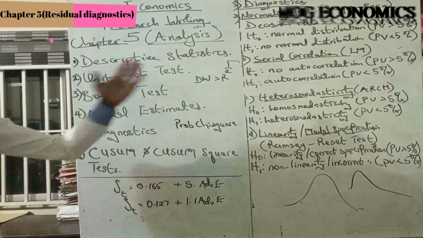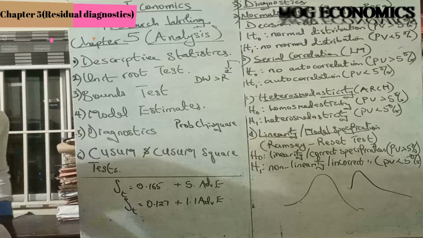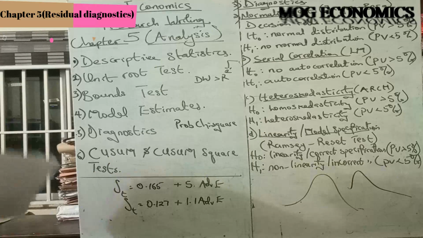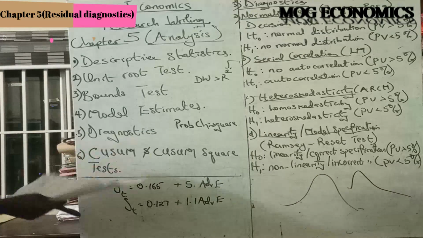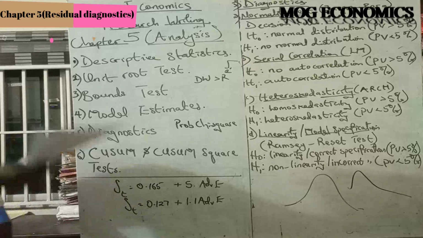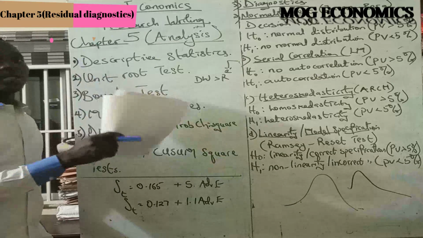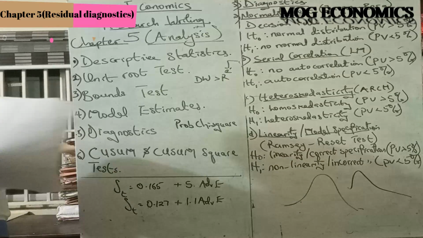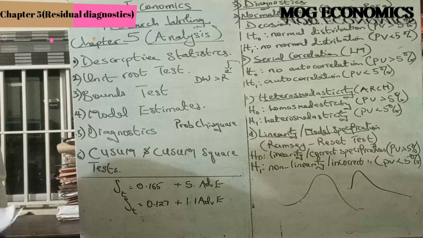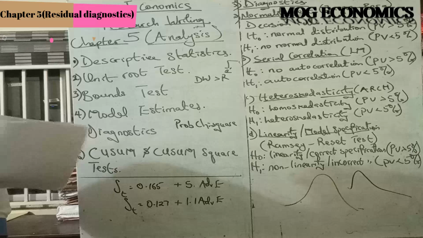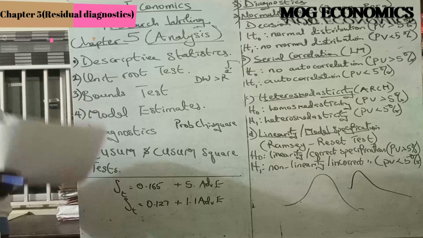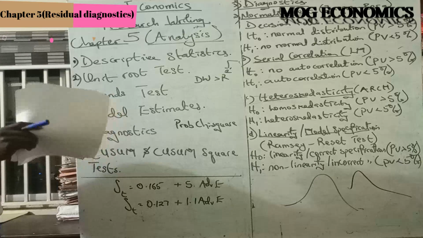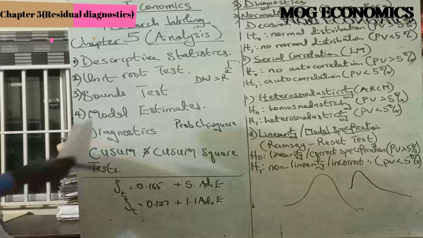So I think I've mentioned when there's autocorrelation or not. When the p-value in front of your prob chi-square is greater than 5%, there is no autocorrelation and you fail to reject the null hypothesis. But if it's otherwise, there is autocorrelation and you reject the null hypothesis. Now that's that about that.